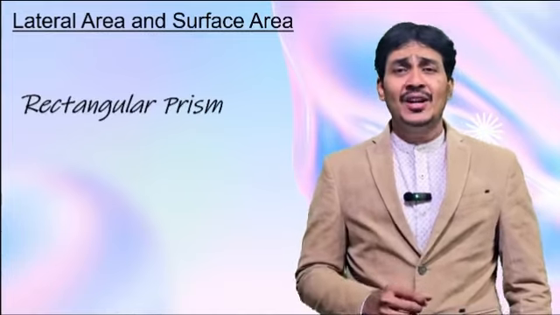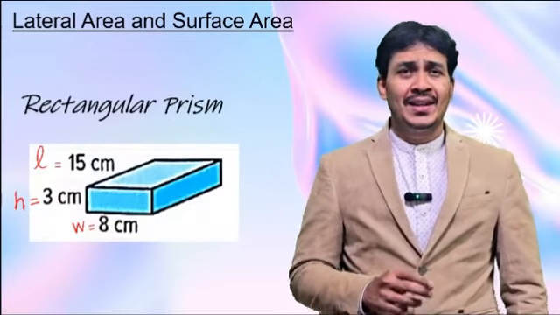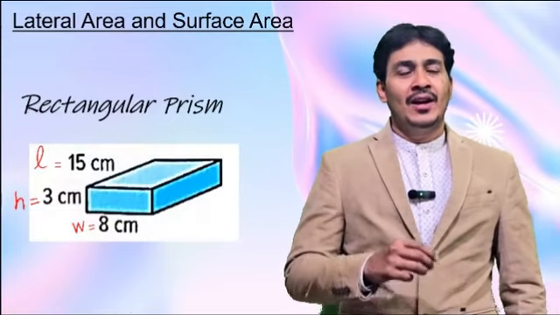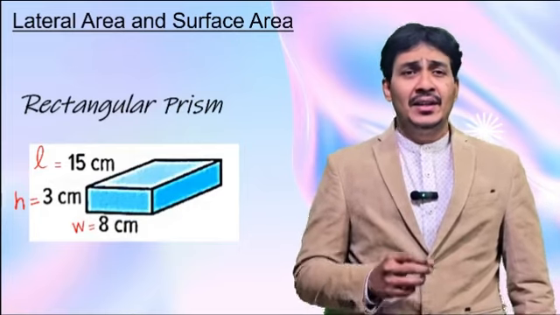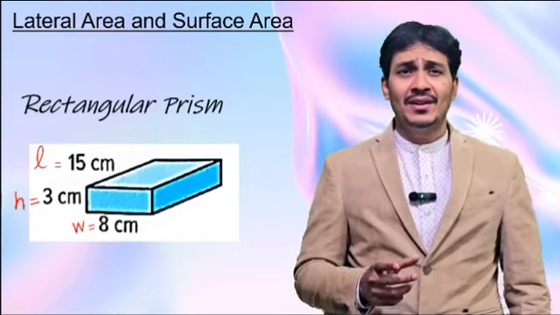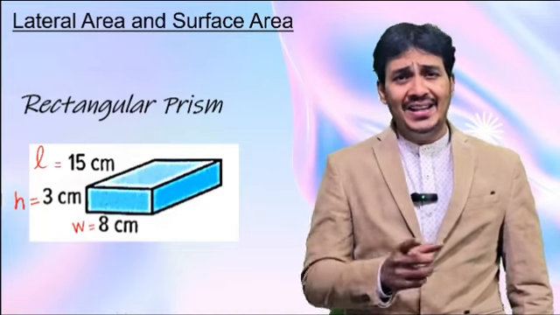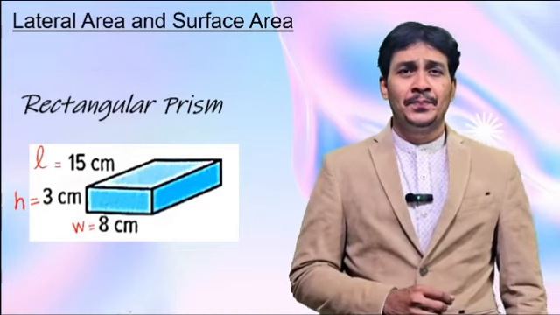In this session, we are going to look at the lateral area and the surface area of some 3D objects. Let's start with a rectangular prism. Let's take an example. A rectangular prism has a length, a height, and a width. Here, the length is 15 centimeters, the height is 3 centimeters, and the width is 8 centimeters.